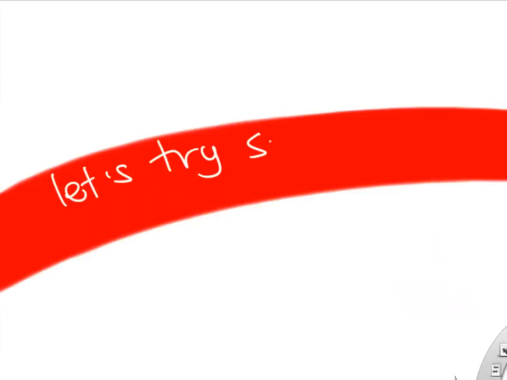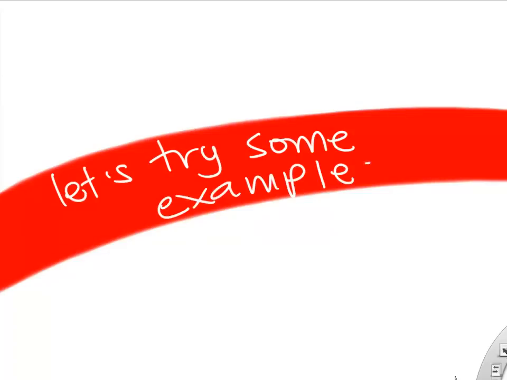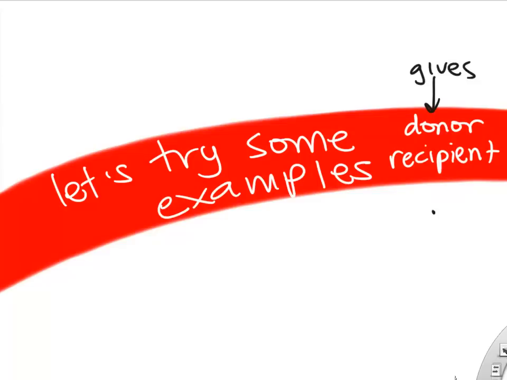All right, let's look at some examples to see if you get the rules. So remember, the donor is the person giving the blood and the recipient is the person receiving the blood.